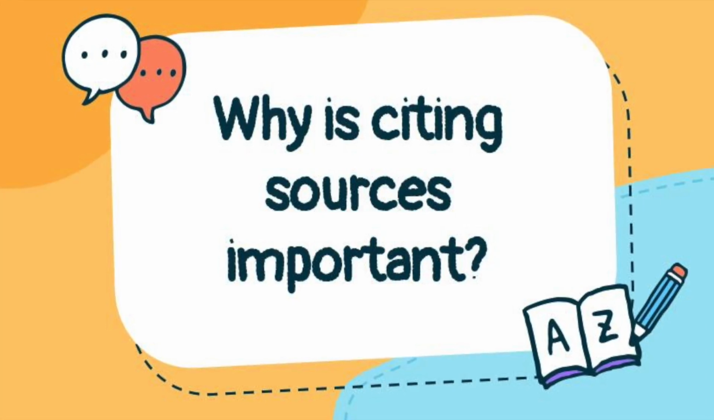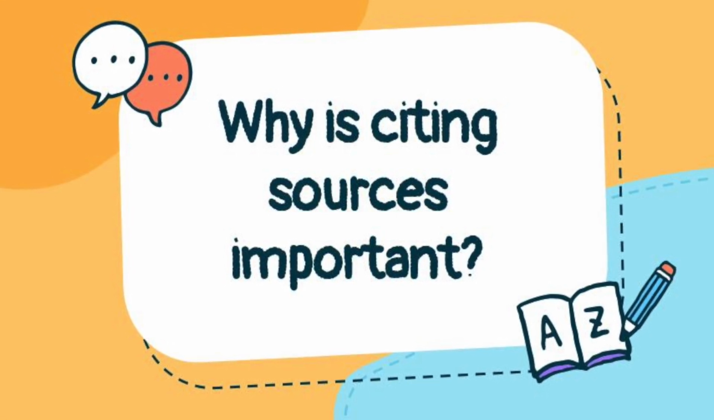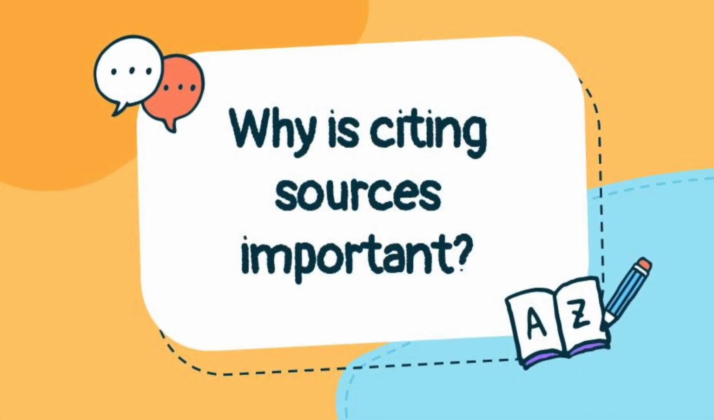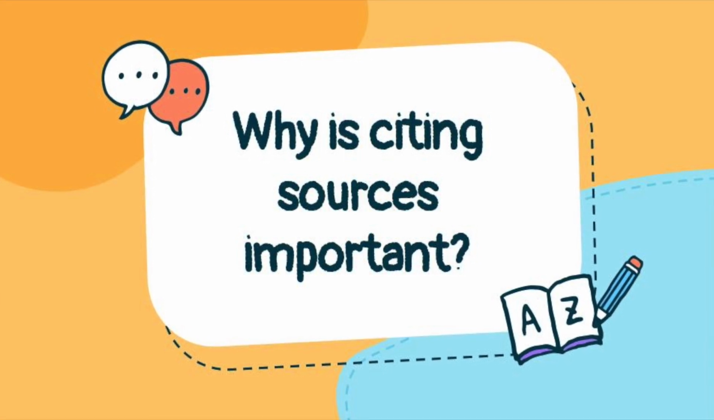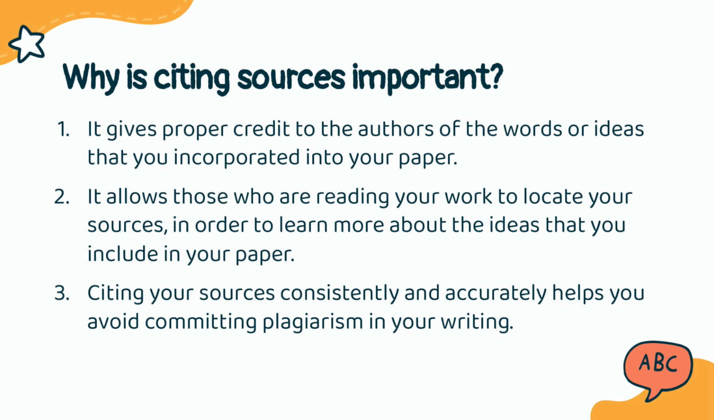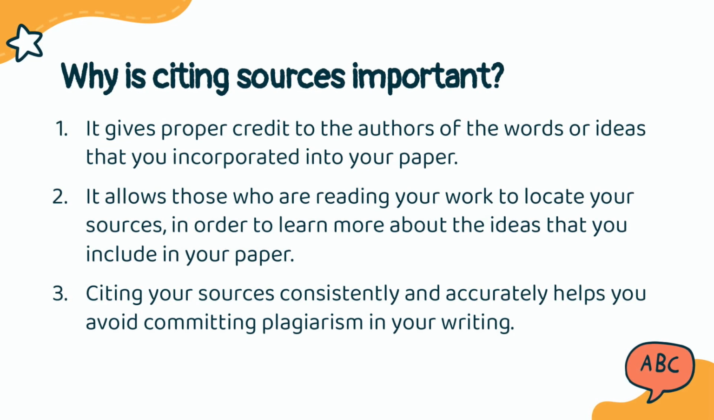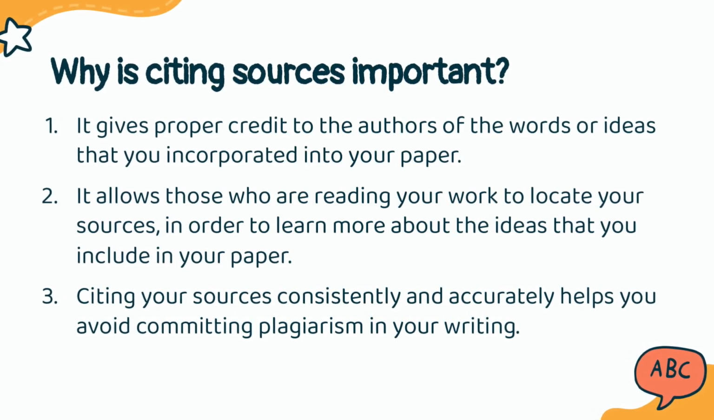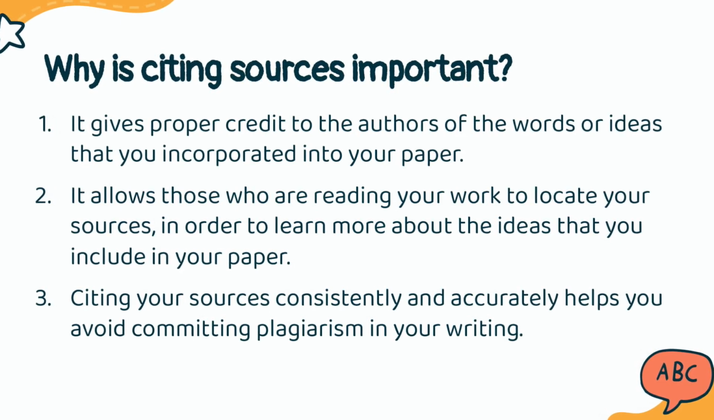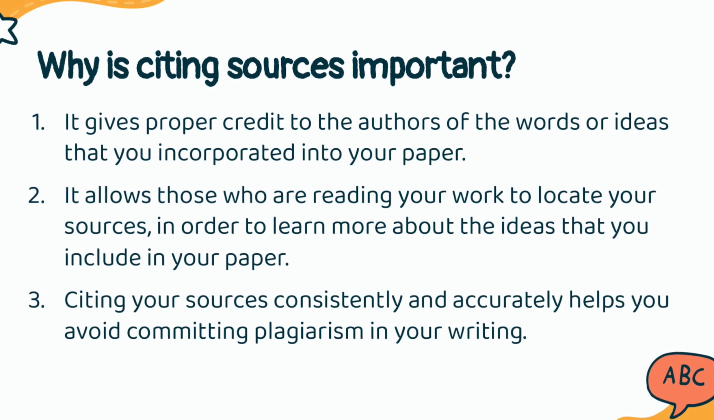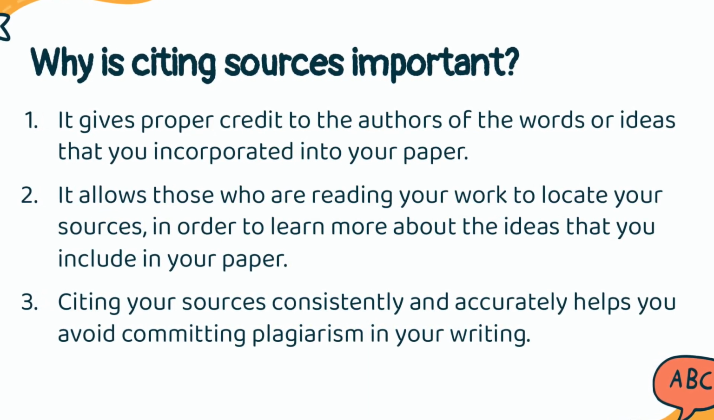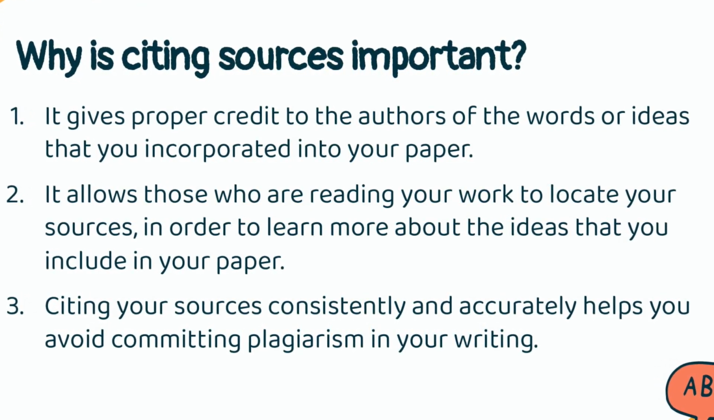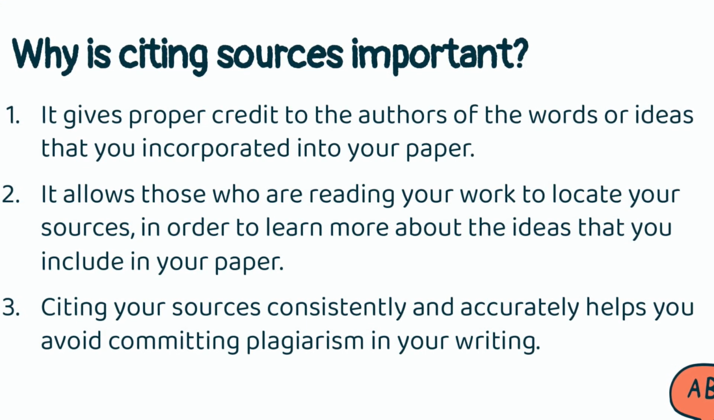So, let me ask you, why do you think citing or documenting the sources that you used in your research paper or academic paper is important? You really have to think of it, but I'll give you 3 points. First, it gives proper credit to the author of the words or ideas that you incorporated in your paper. Second, it allows those who are reading your work to locate your sources in order to learn more about the ideas that you included in your paper. And lastly, and the most important of course, citing your sources consistently and accurately helps you avoid committing plagiarism in your writing.